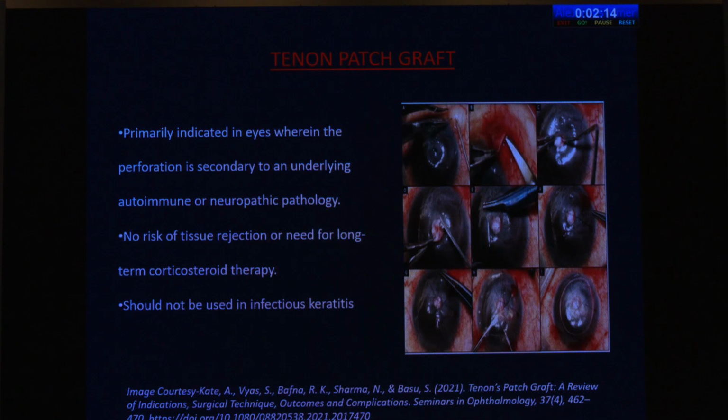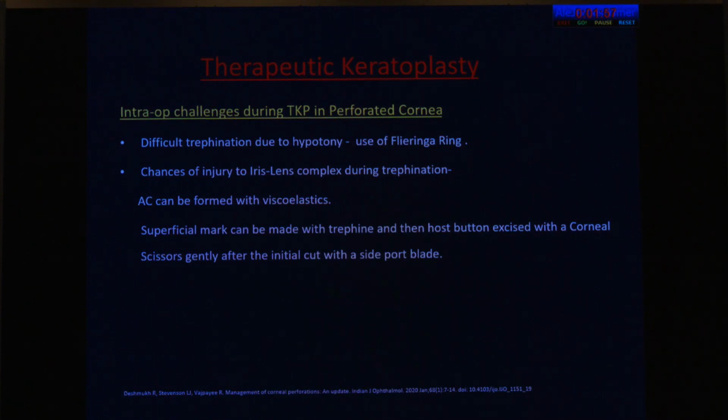Similarly, Tenon patch graft is also very useful in the cases where scarcity of the corneal tissue is a problem. It is also indicated in the perforations which are secondary to an underlying autoimmune etiology and not infections. As it is an autologous tissue, there is no risk of tissue rejection or need for long-term corticosteroid therapy. In the cases of central large perforated corneal ulcer, therapeutic keratoplasty is the only option.